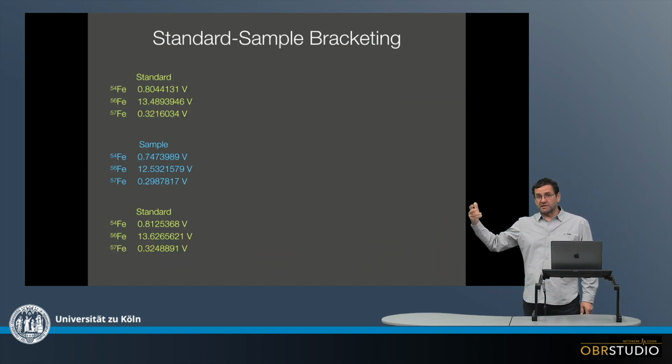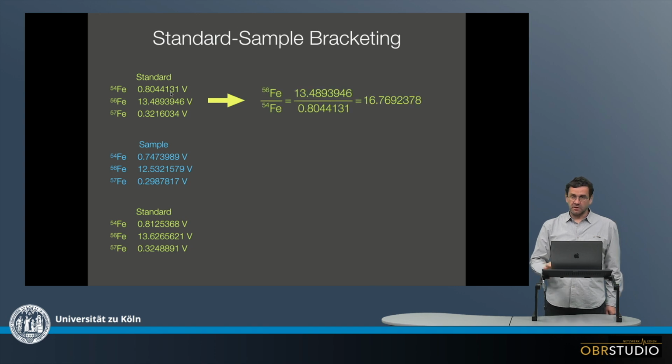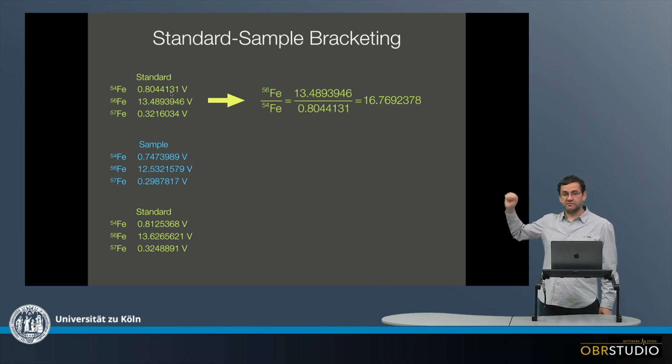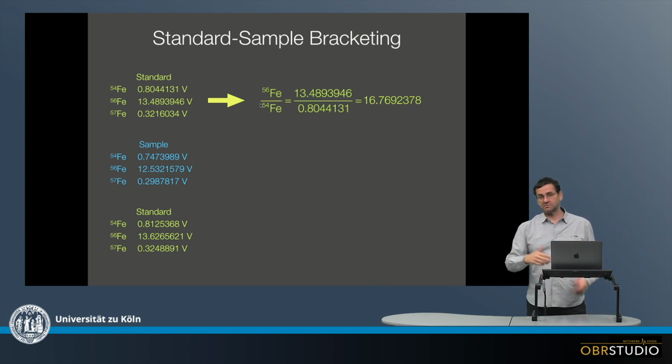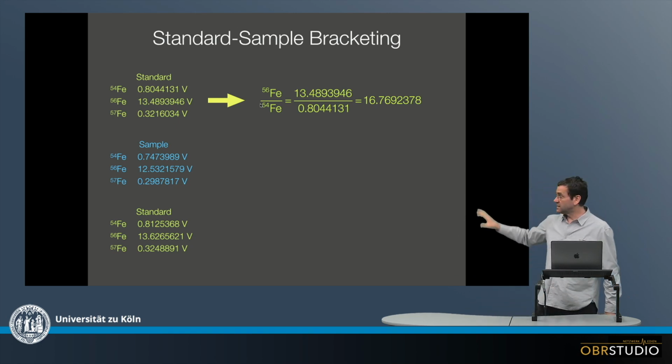Then these results are taken to actually calculate the isotope ratio. And this is done like here. So here I used 2 standard values that bracket 1 sample value. And these are again just the intensities. Then I use, for example, from this standard here, the 56 and the 54 iron, and divide these. As said, we calculate isotope ratios, and this is how the isotope ratio is calculated here.